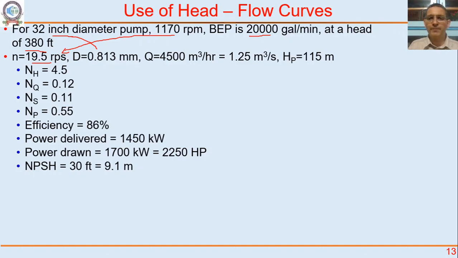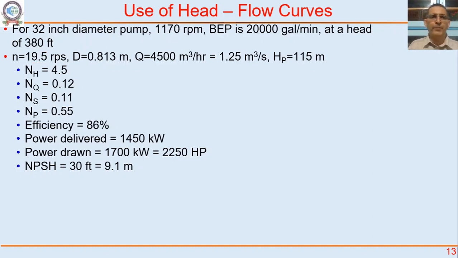Let me just correct that. Right. So diameter is 0.813 meters, not millimeters. That correction I have made. Right, converted the diameter, converted the rpm, flow. So 20,000 gallons per minute, you convert to meter cube per hour, meter cube per second if you like. That's the SI unit. And head, you convert 380 feet into, you will get 115 meters. And flow, if I convert 4,500 meter cube per hour, it is same as 1.25 meter cube per second.